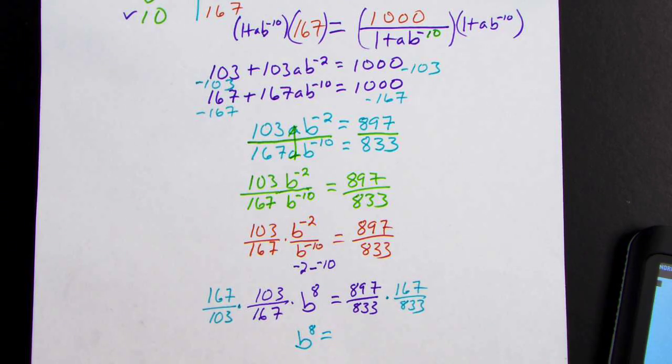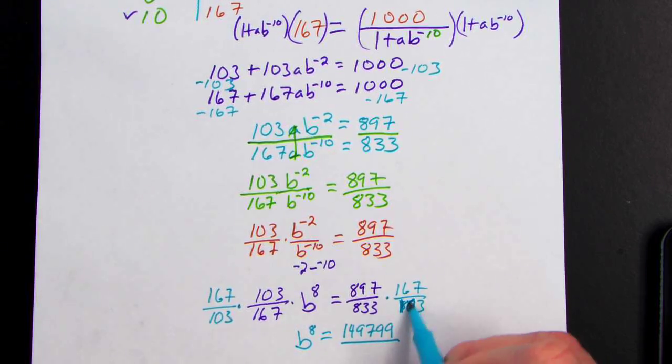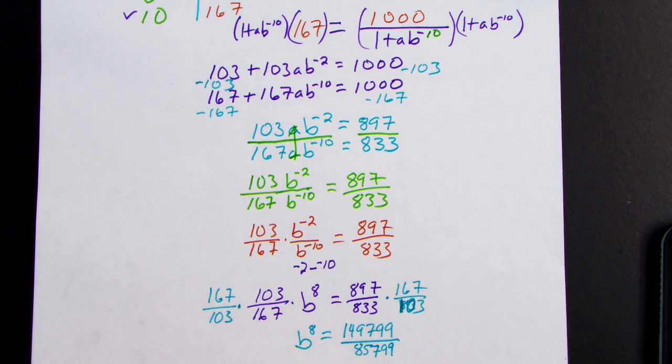equals 897, 149799 over, oops, this is 103, sorry about that. Eight, 5, 7, 9, 9. Big numbers, but I don't care because I'm going to let the calculator do my work for me.